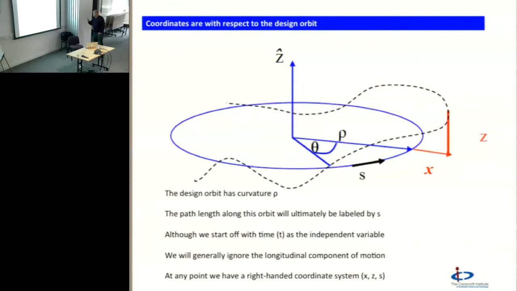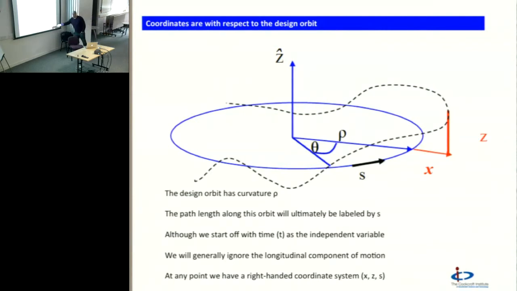So I'll put this slide in again because I should make it crystal clear what a coordinate system is. It's the same information written differently because it's important. So that's our picture, particle moving around, x and z are our coordinates, bend radius rho, the design curvature rho, the path length along the orbit, so around the circle, we'll label it by s. That's the distance through the accelerator. But we'll start off not with s, but t as the independent variable. And we'll make a switch from time to space.